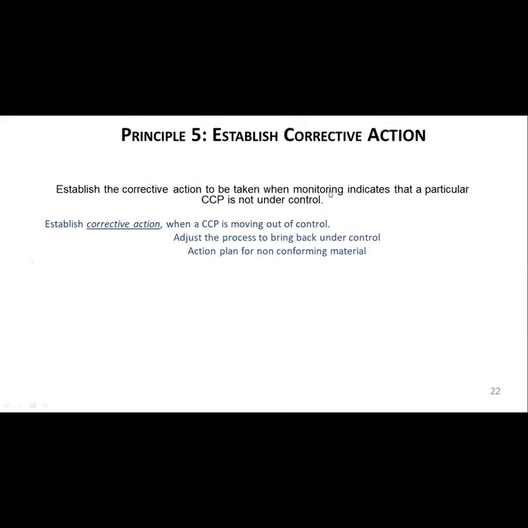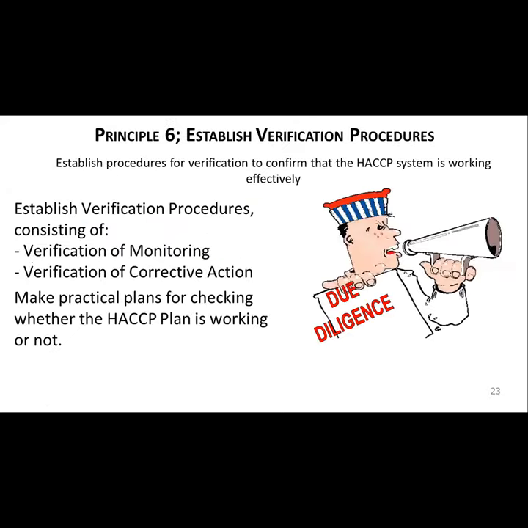There should be a written document for this, for every CCP and OPRP, for when it breaks down and is not working, and for any exceptional circumstances that occur. Next, the sixth principle of HACCP: establish verification procedures. Verification procedures should be specifically defined, stating how to verify anything.